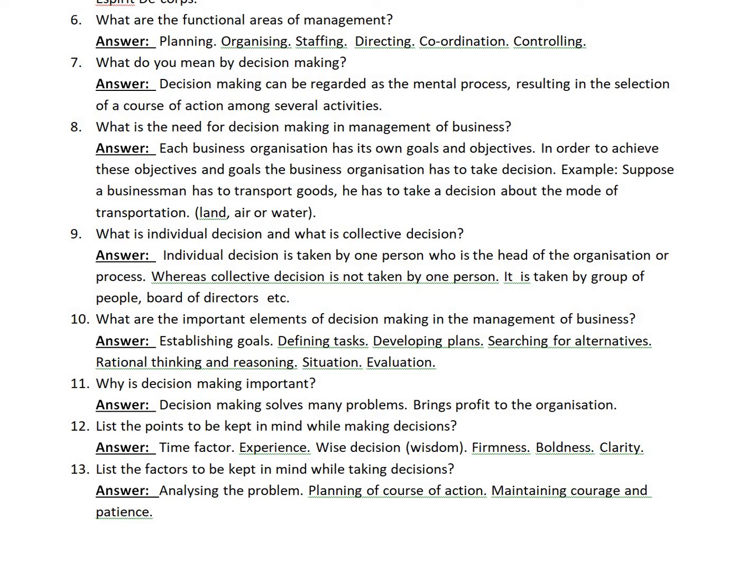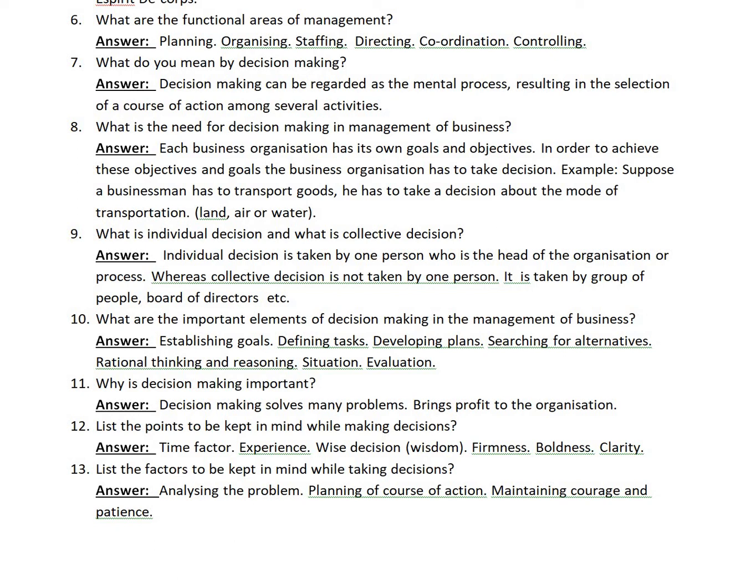What is individual decision and what is collective decision? Individual decision is taken by one person. Whoever is the head of the organization or the process, who is taking care of that process, will take the decision according to the need. Whereas collective decision is not taken by one person, it is taken by a group of people or board of directors who is taking care of that organization.